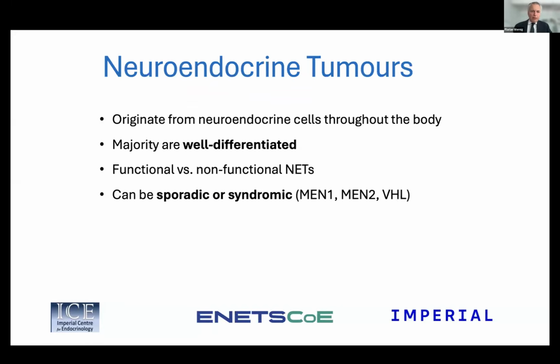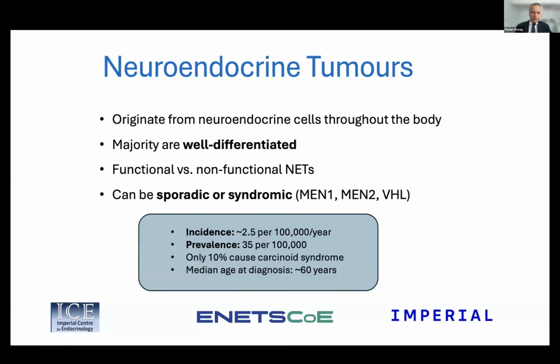The majority of them are well differentiated, and well differentiated neuroendocrine tumors often retain their ability to secrete peptides and other molecules. Functional neuroendocrine tumors are defined as those who have the propensity to produce hormones and other vasoactive substances, which can give rise to various clinical syndromes. They can be sporadic or syndromic. And if they're syndromic, they can be part of MEN1, MEN2, or von Hippel-Lindau disease.